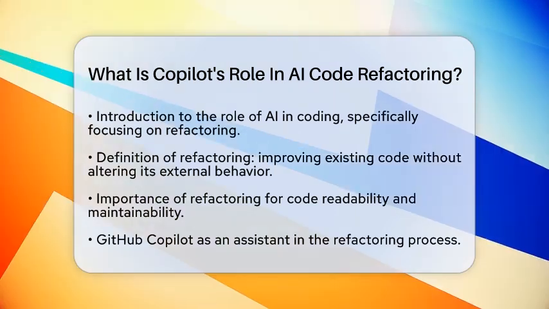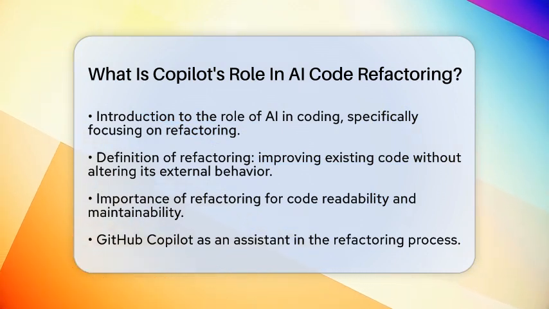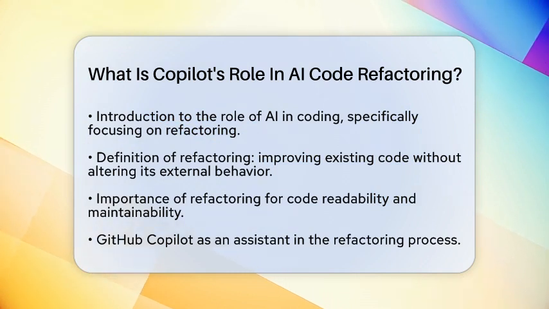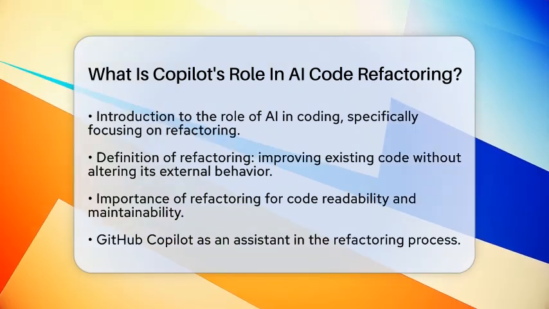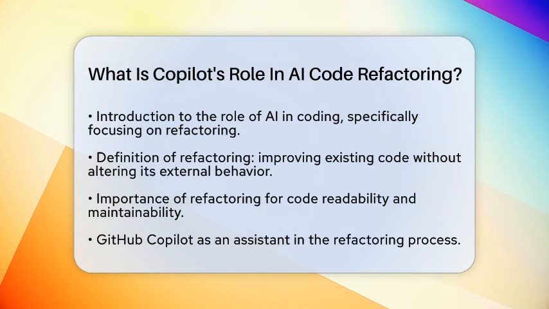Refactoring is all about improving existing code without changing how it behaves externally. It helps make code more readable and maintainable, which is essential for any developer. GitHub Copilot acts as a helpful assistant during this process. First, it aids in understanding the current code. Before making any changes, you need to know what the code does.